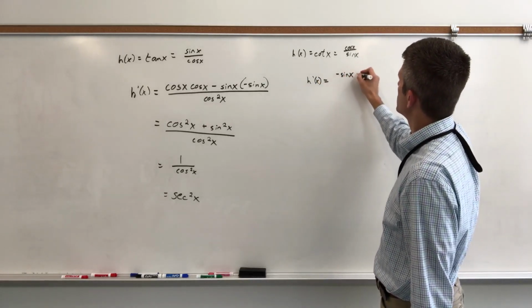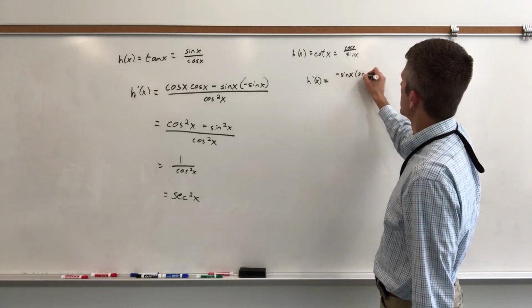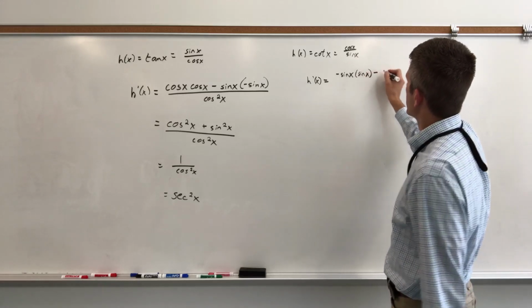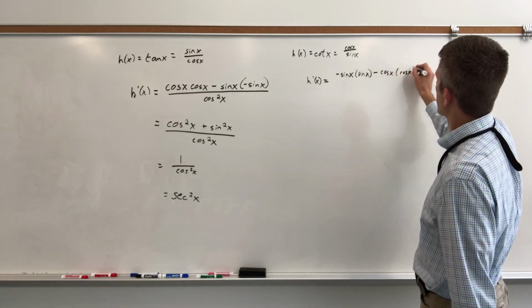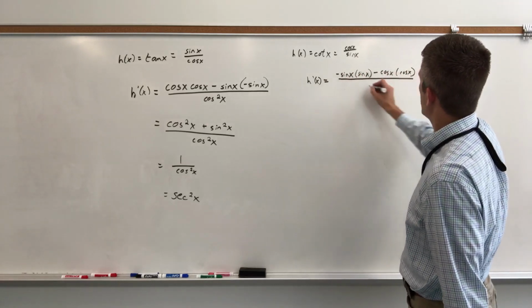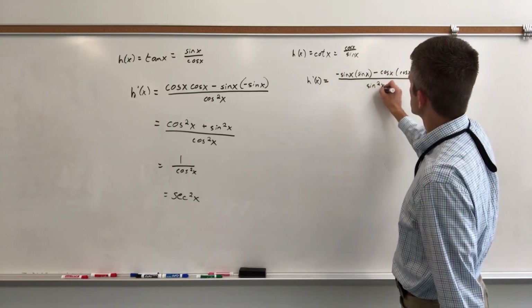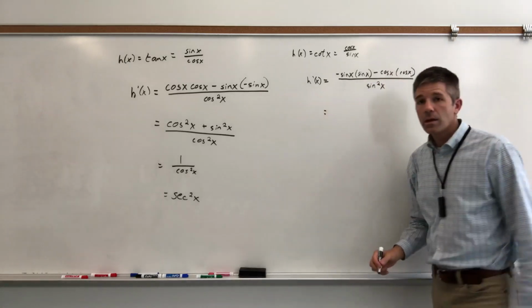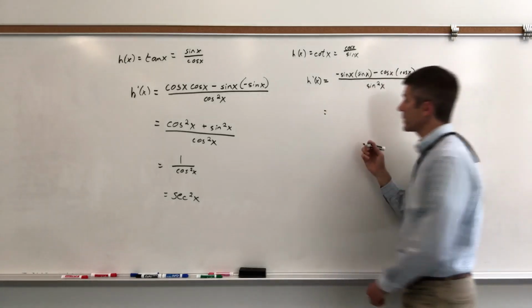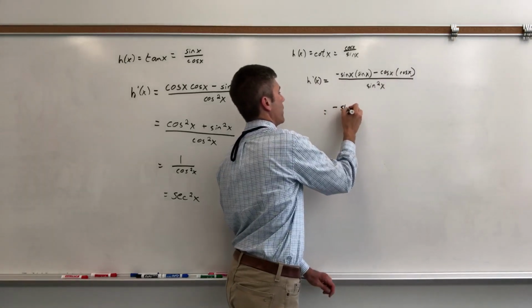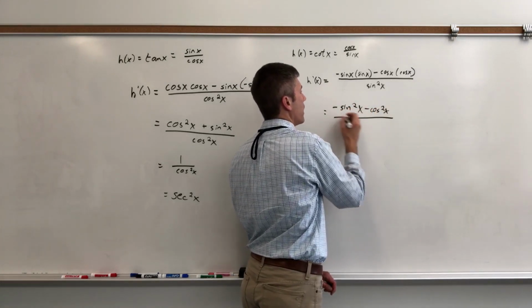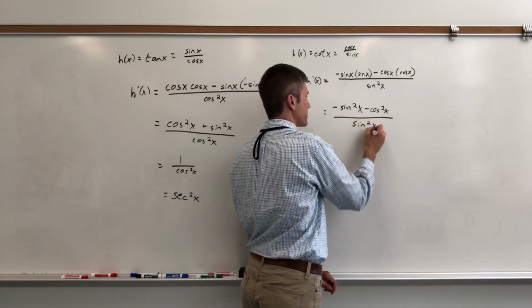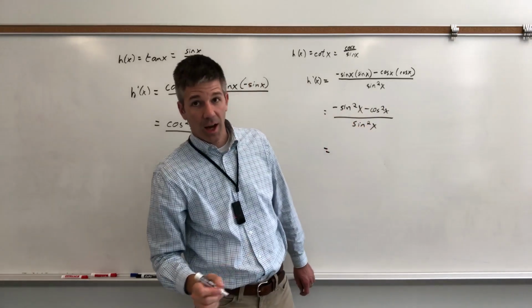So f prime g minus f g prime, all divided by g squared. Okay, that gives us negative sine squared minus cosine squared, all divided by sine squared.